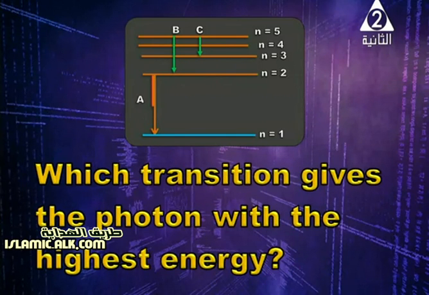And which transition gives the photon with the highest energy? Highest energy means highest frequency and smallest wavelength. It must be line A.